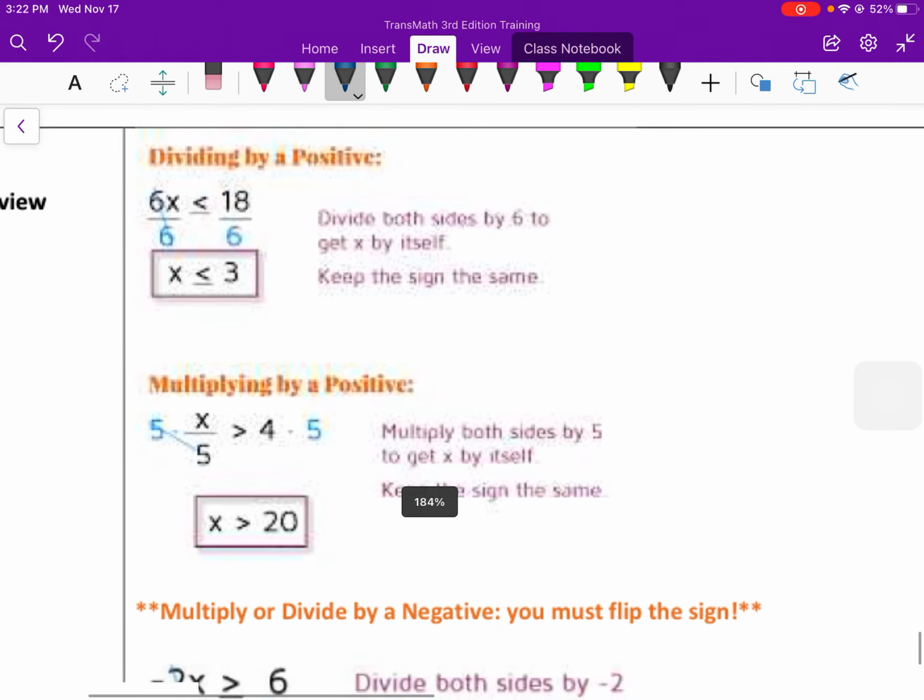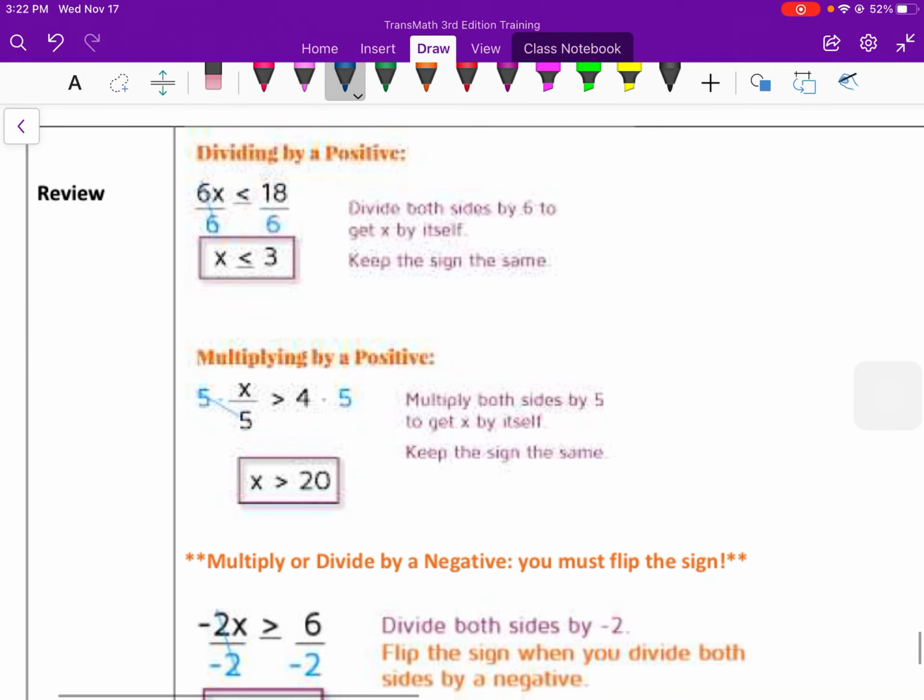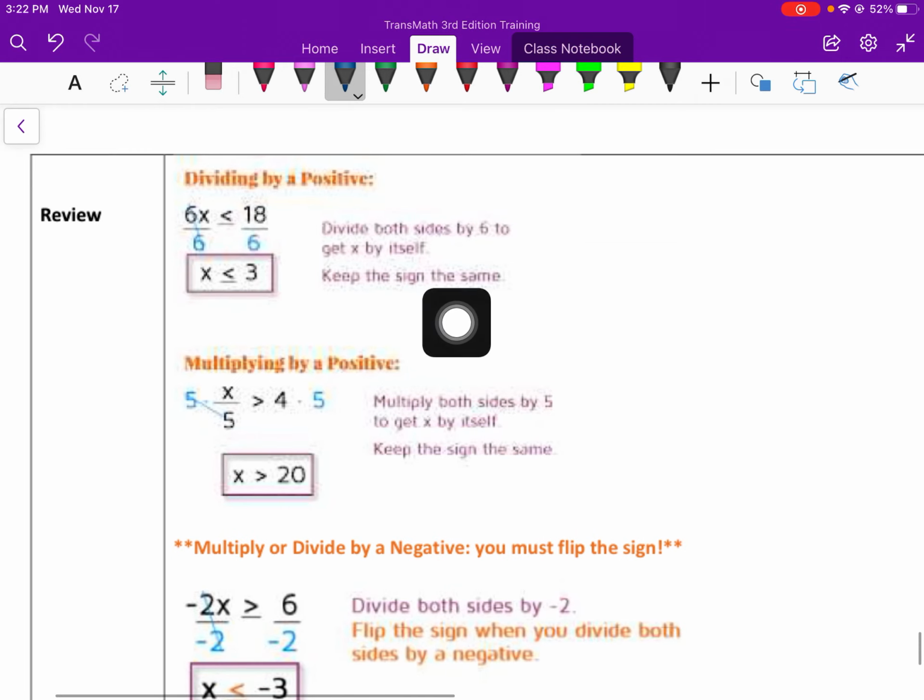All right, so just a little review with dividing and multiplying with integers. Remember, when you divide by a positive number, you keep the same inequality sign. So like in this example, we're dividing by positive 6. 6x was less than or equal to 18, which gives us x is less than or equal to 3. We keep the sign the same.